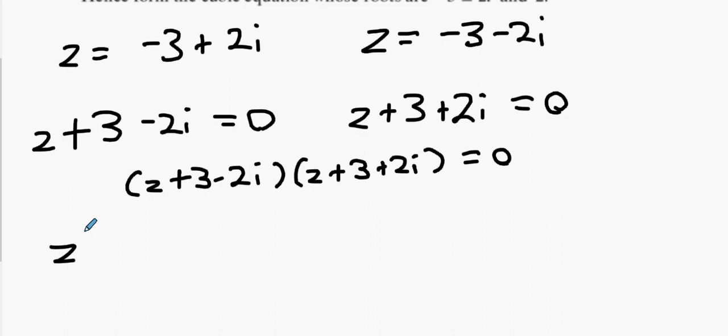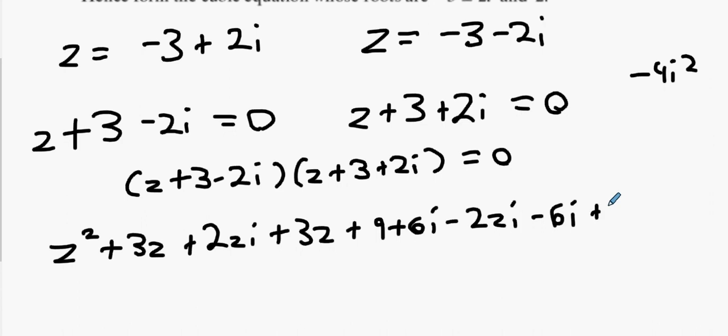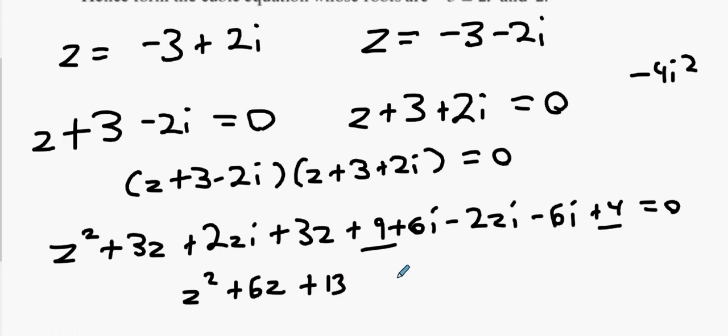Multiply that out. Need 9 items. Z squared plus 3z plus 2zi plus 3z plus 9 plus 6i. 6 items minus 2zi minus 6i minus 4i squared, which is plus 4. Z squared plus 6z plus 13.